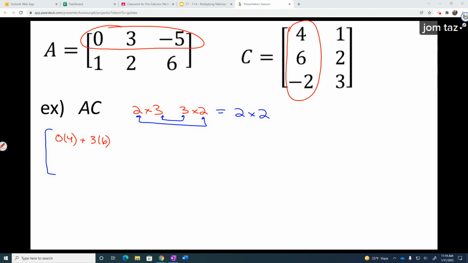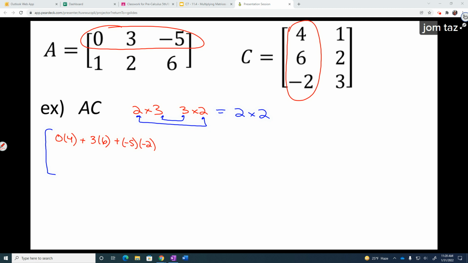-5 and -2 match up. So plus -5 times -2. And that's going to be our first entry, our first element there in your matrix. So we did first row, first column. Each of them matched up. As we go over this row, we go down on this column.